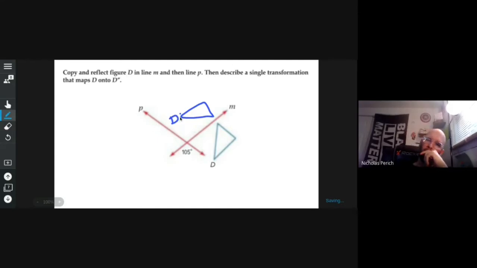Reflecting it over here would be me going there and putting a dot maybe right there, me going here and putting a dot maybe way over there, and me putting a dot here and maybe putting a dot over there. Not far enough. There we go.